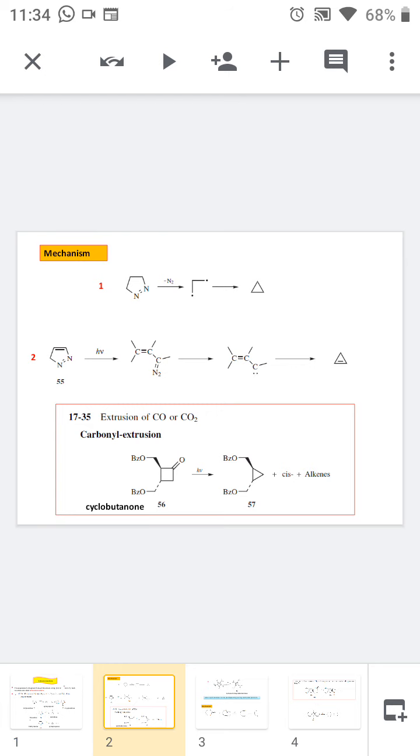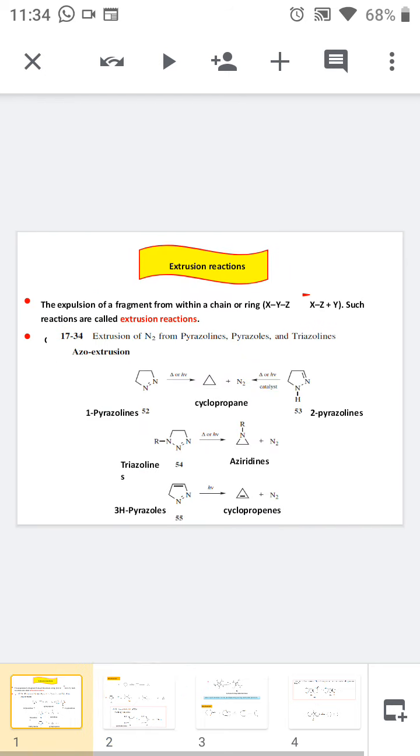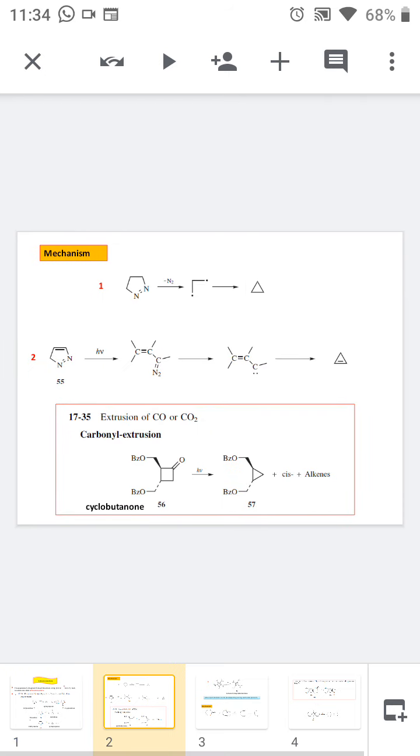If we are doing the reaction, the first example, that is pyrazolene, after the extrusion reaction, we will get a cyclopropane as the product. So in this reaction, first of all, the neutral molecule nitrogen is eliminated because nitrogen gas is very much stable and nitrogen is a neutral molecule. That means nitrogen is eliminated. So we will get a free radical. You know that the free radicals are highly unstable. So it attains the stability by combining the two free radicals.